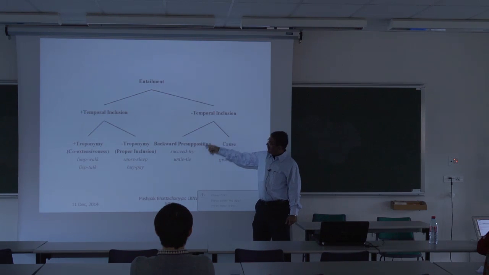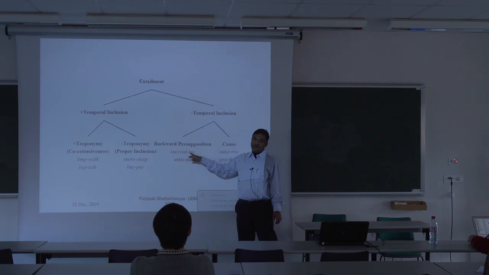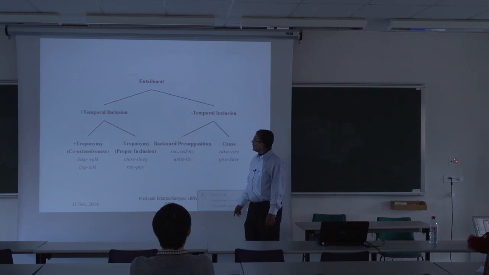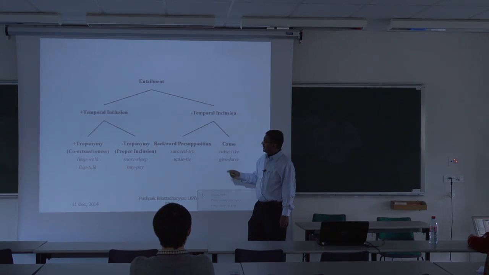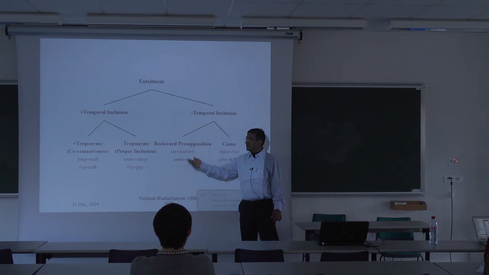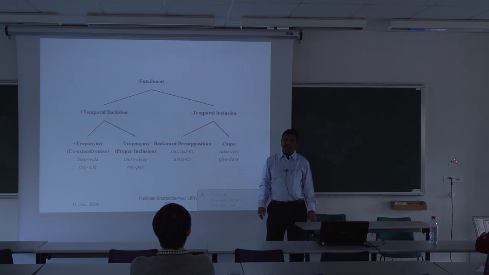Then you can have verbs which are not temporally included. For example, succeed and try. Try must precede succeeding. Tying and untying, tying must precede untying. So, this is non-temporally included, and this is known as backward presupposition. Succeeding implies trying. Then there is this cause and effect relationship like raise and rise, give and have. These are also not temporally included.